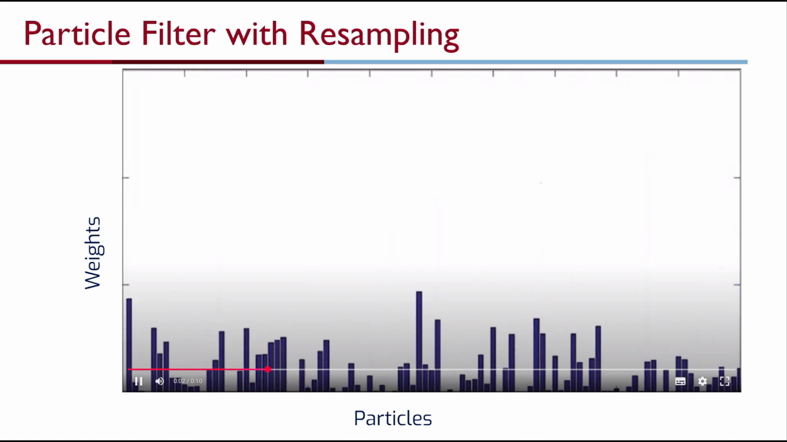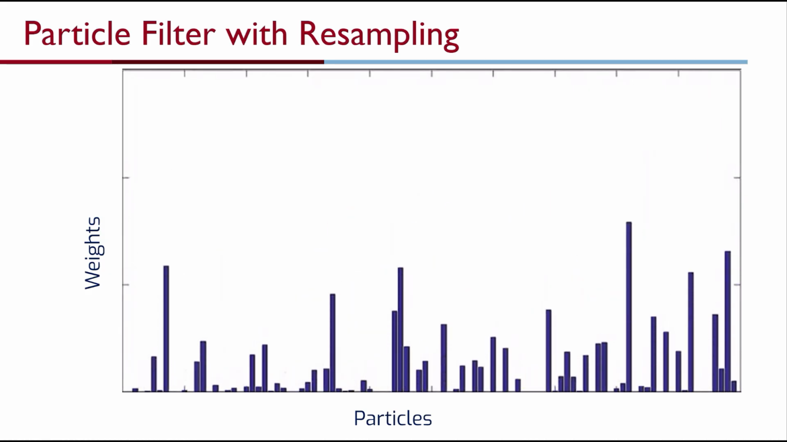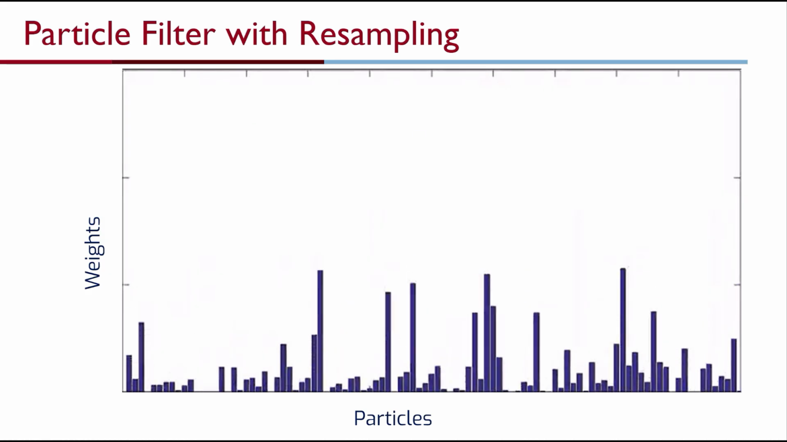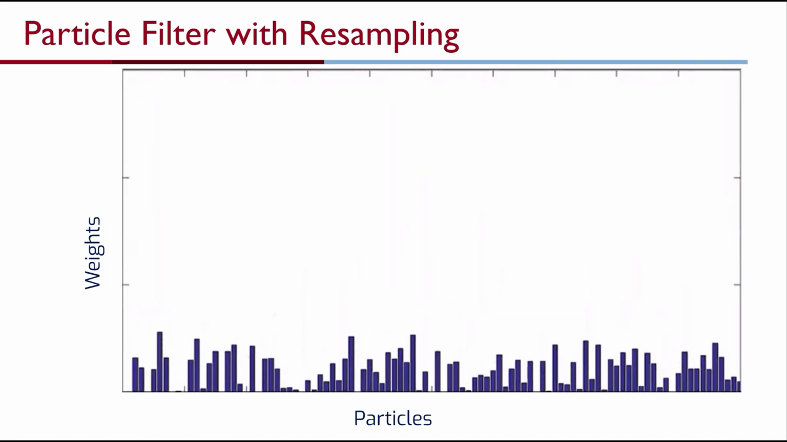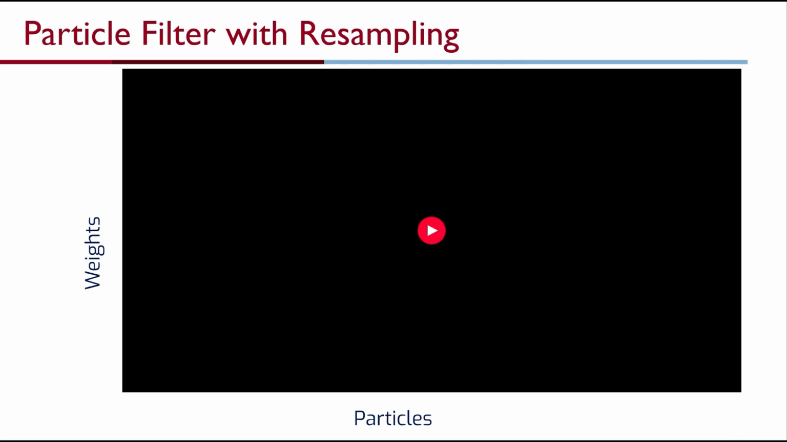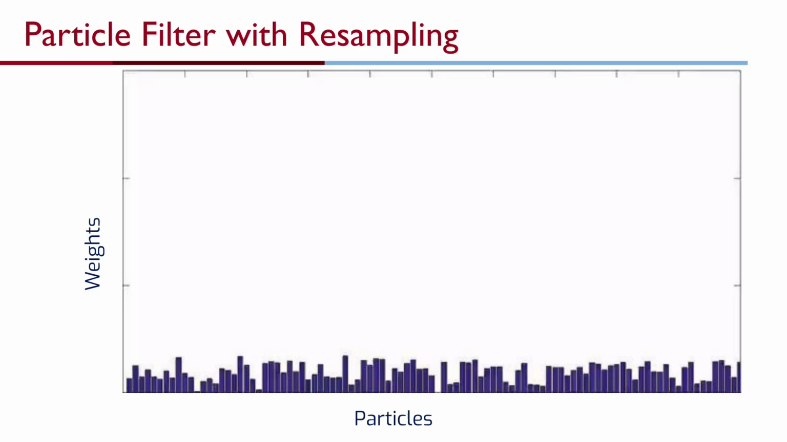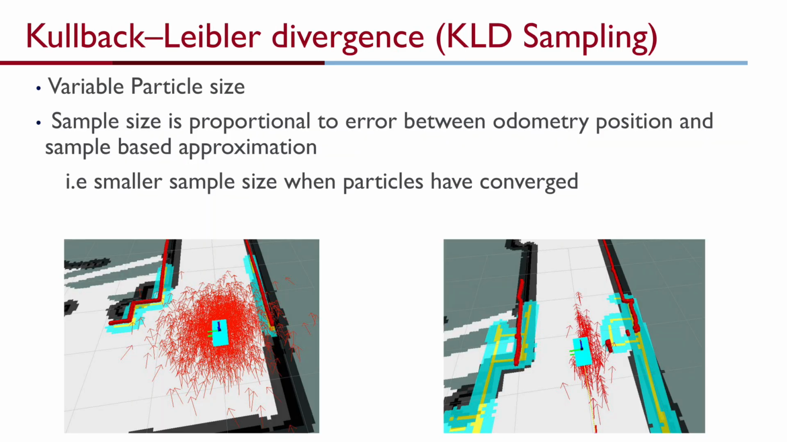Overall, resampling keeps the filter stable, prevents weight collapse, and ensures that the particle cloud continues to represent the robot's uncertainty effectively. This form of localization is computationally expensive because we must repeatedly calculate the correlation score for each particle. So, the more particles we use, the longer it takes to localize.